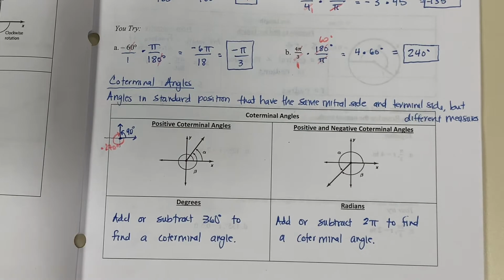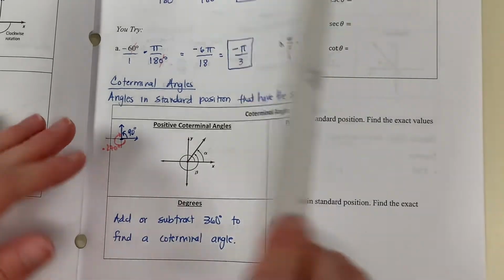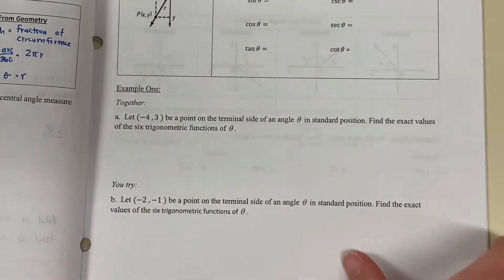Now, if we have an angle in degrees, to find a coterminal angle, we would add or subtract 360 degrees. If we had an angle in radians, to find coterminal angles, we would add or subtract 2 pi to find those coterminal angles. Let's go ahead and turn the page and try a couple of problems.